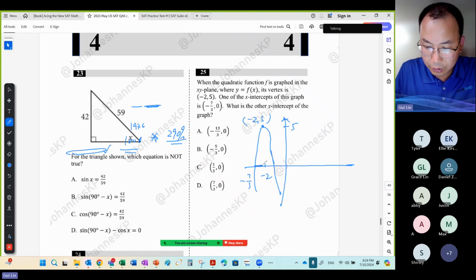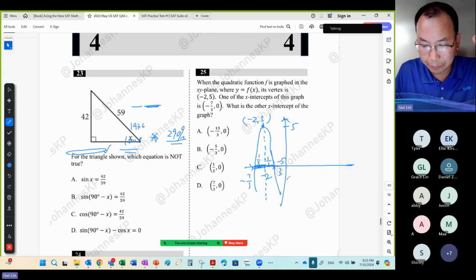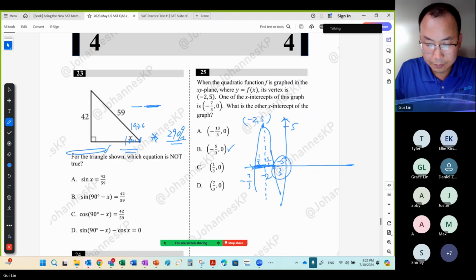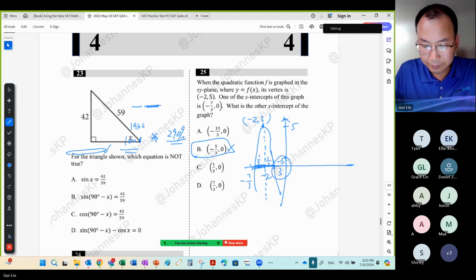So we know this distance here is 1/3, right? So the distance here is also 1/3. So it will be what? -5/3. So you go -5/3 to the distance from here to here. So here is the symmetric line, right? The distance from here to here is the same. This distance is 1/3, and from here to this intercept is also 5/3. So what's the other x-intercept of the graph? Oh, well, that's it, right? We didn't read the question, but we can figure out what's going on, right? All right.